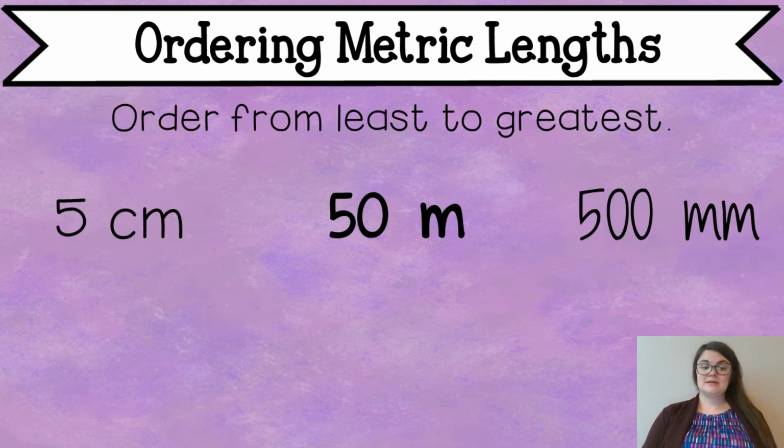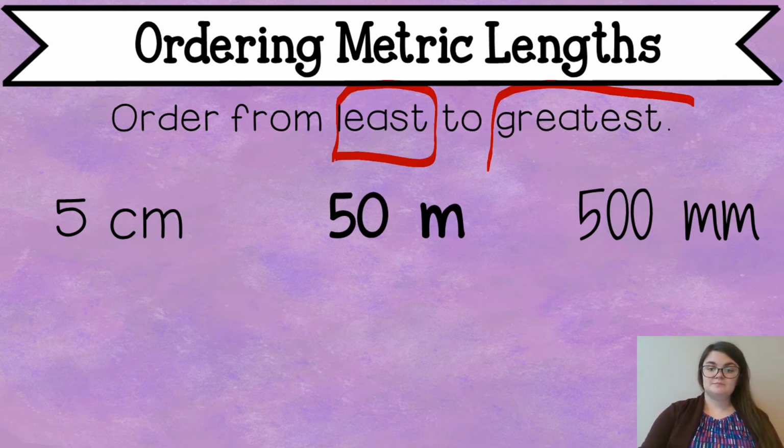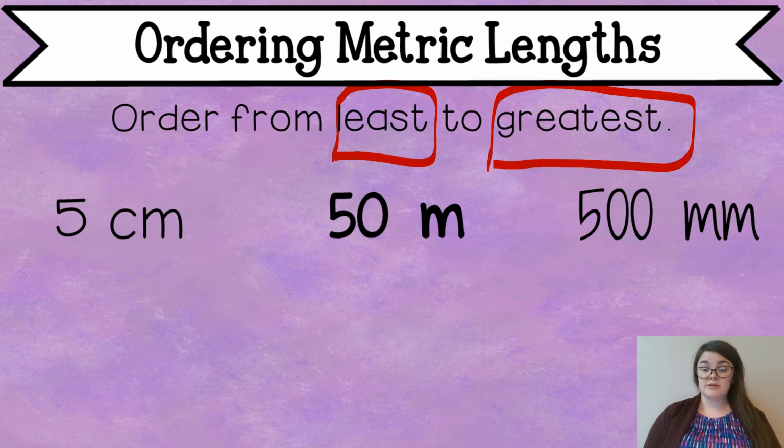Now that we've practiced comparing numbers using greater than, less than, and equal to symbols, we are going to talk about how to order numbers from least to greatest. When we're ordering numbers, we have to look first at what we're ordering them in. So if we start from least, we're going to start with the smallest number and then move to greatest, which would be the biggest number.